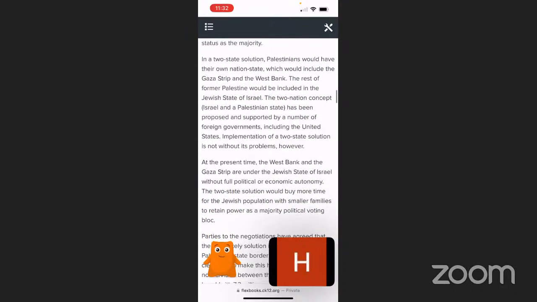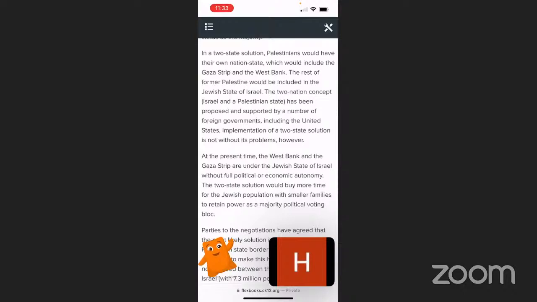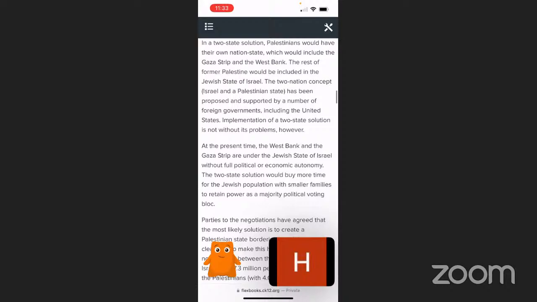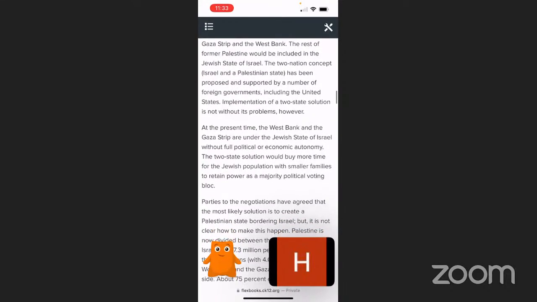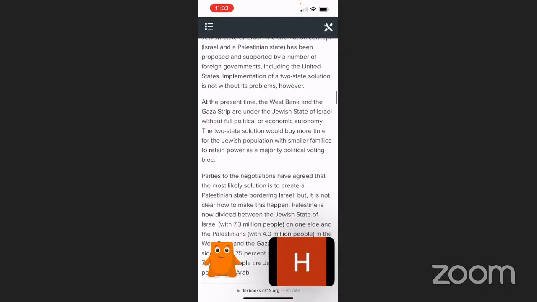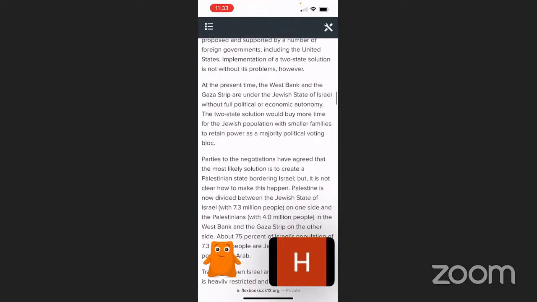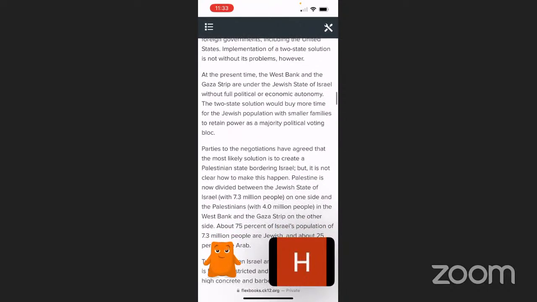In a two-state solution, Palestinians would have their own nation state, which would include the Gaza Strip and the West Bank. The rest of the former Palestine would be included in the Jewish state of Israel. The two-nation concept, Israel and a Palestinian state, has been proposed and supported by a number of foreign governments, including the United States. Implementation of a two-state solution is not without its problems.